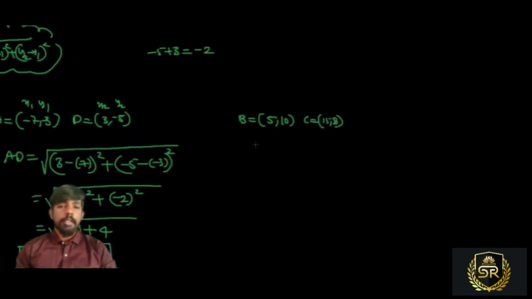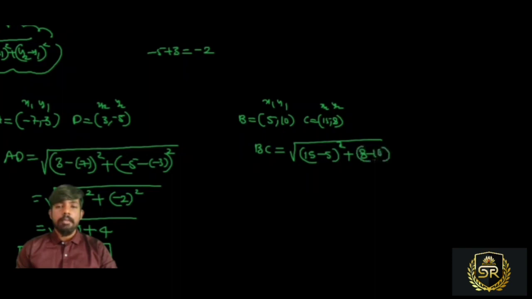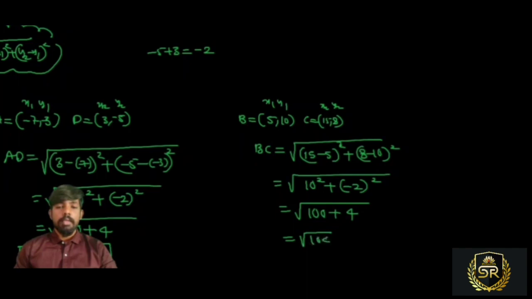Next, BC distance. BC is equal to root over (x2 minus x1) whole square, 15 minus 5 whole square, plus y2 minus y1, 8 minus 10 whole square. So root over 10 square, plus 8 minus 10 is minus 2, whole square. So 10 square is 100, minus 2 square is 4, plus 4. Okay, 104.